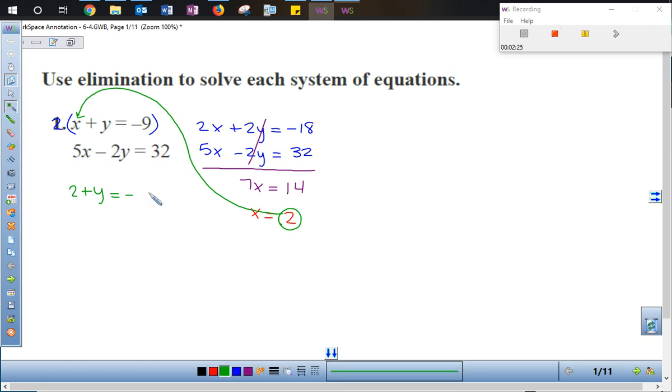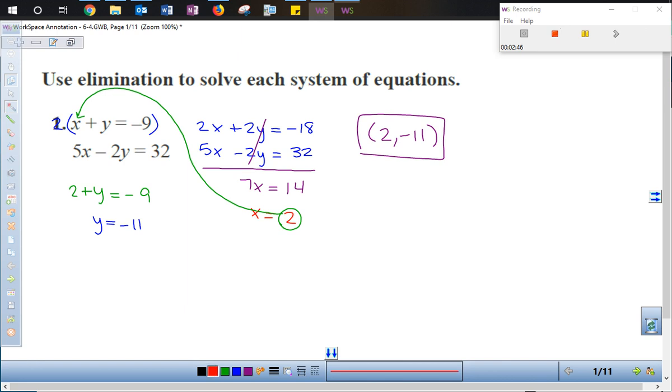Then to solve for y, I'm going to subtract 2 from each side. So if I subtract 2 from my left side, I'm left with y. If I subtract 2 from my right side, I'm left with negative 11. Finally, I write my answer as an ordered pair, x comma y. So my answer is going to be 2 comma negative 11. Alright, so that was just a nice refresher from what we did last class period.